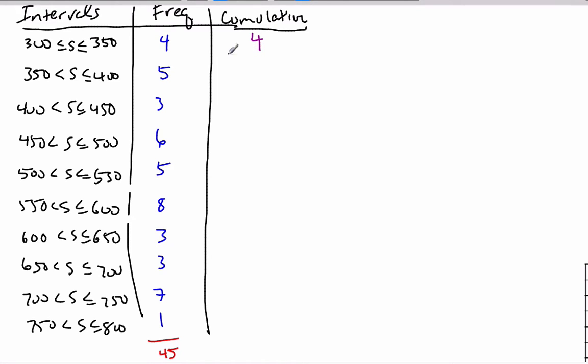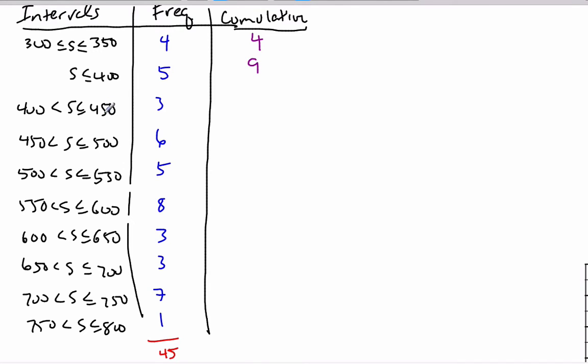total. And then what this interval is really saying is, I don't want just 350 to 400. I want everything less than or equal to 400. Well, I know from 350 to 400 is 5, but there's 4 before that, so it's going to be 5 plus 4, which is 9. So less than 400, there are 9 scores less than 400.